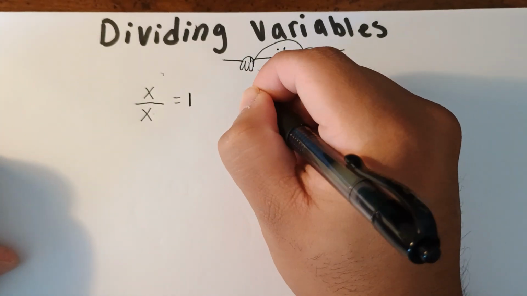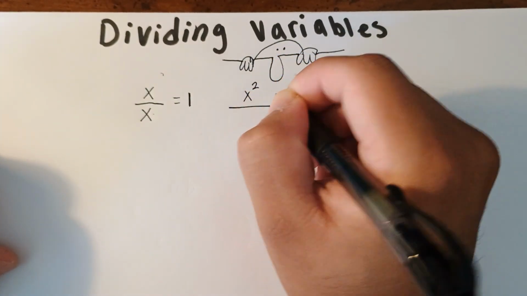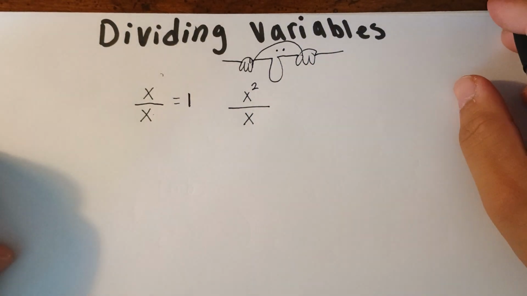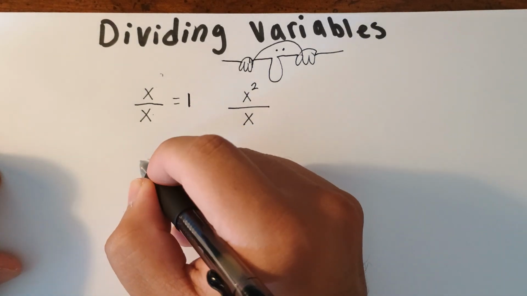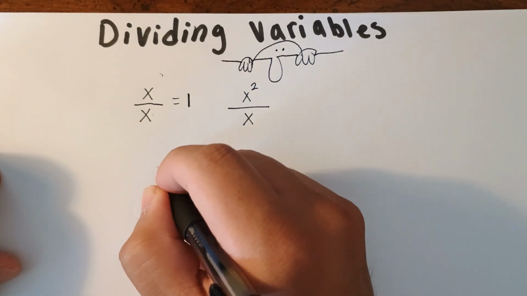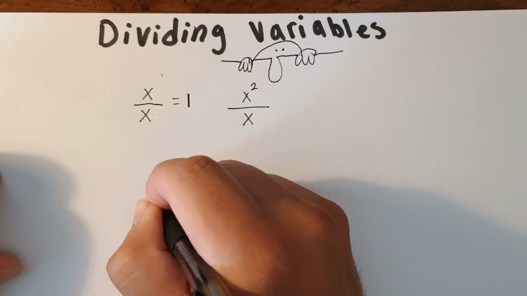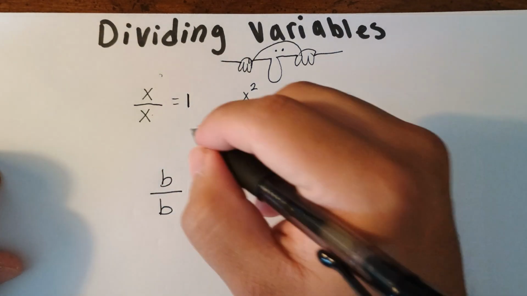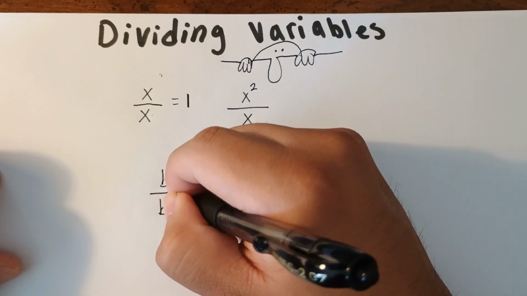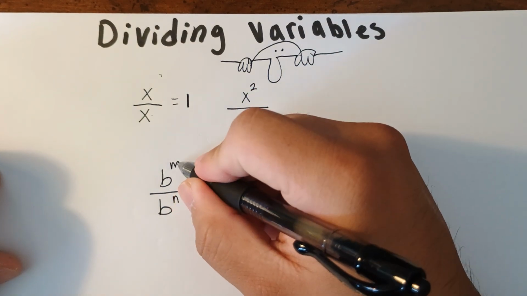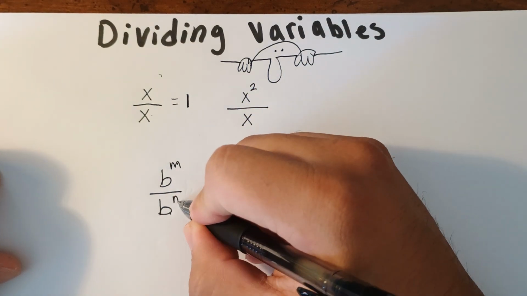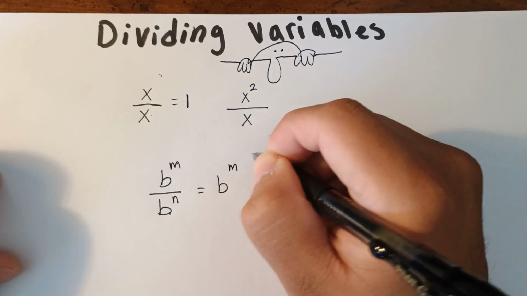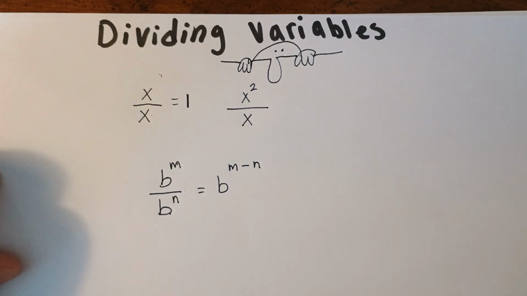If we had x squared over x, what is this? Let me just write the basic formula for that. If we had b to the power of m divided by b to the power of n, it's the same as b to the power of m minus n.